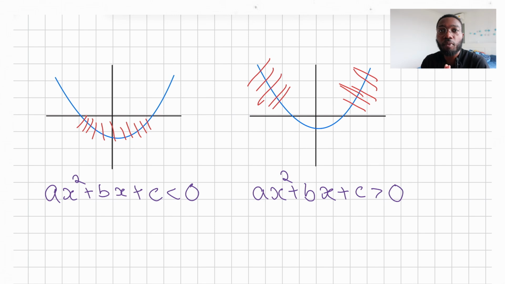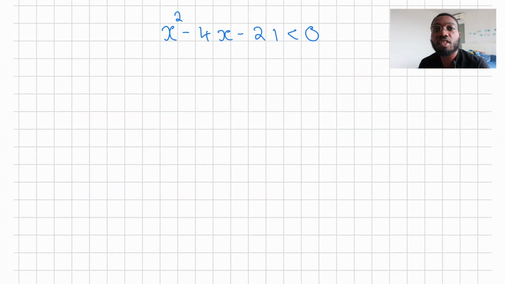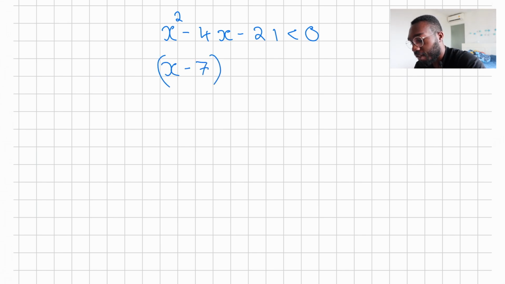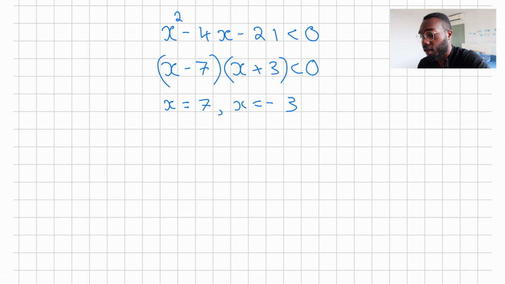Okay, so if we go through an example now, here we have this quadratic x squared minus 4x minus 21, and that is less than 0. We need to work out the values of x which satisfy this. First things first, you want to factorize it and solve for x. The two numbers which sum to make minus 4 and multiply to make minus 21 are minus 7 and 3. So it would be x minus 7, x plus 3, less than 0. Therefore x is equal to 7, and x is equal to minus 3.